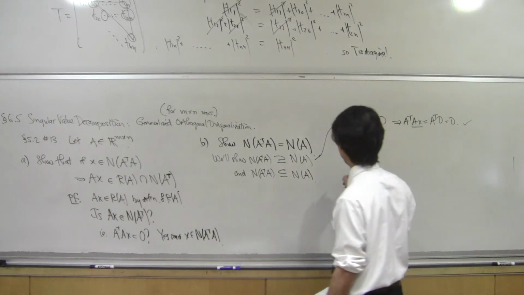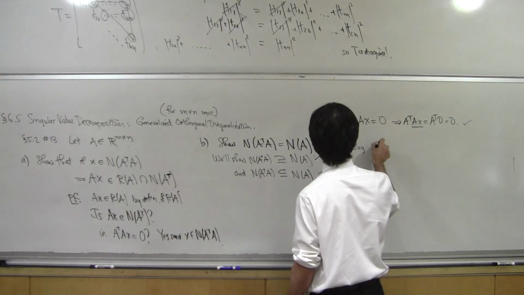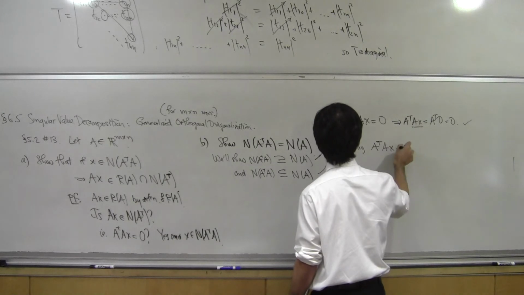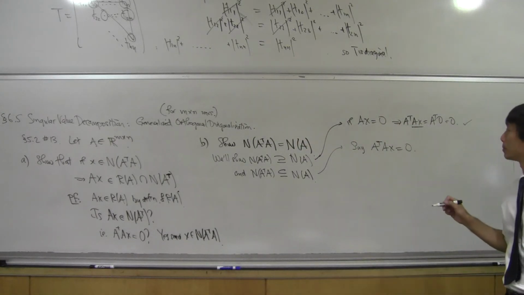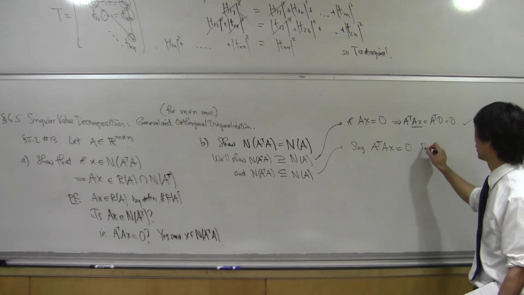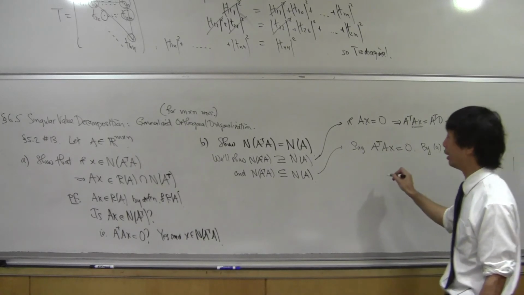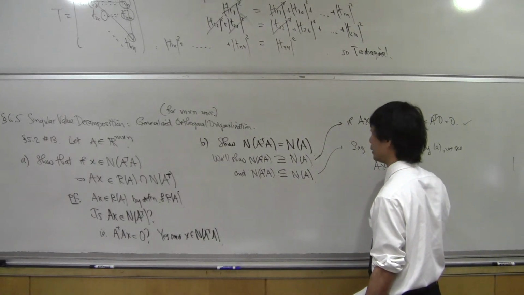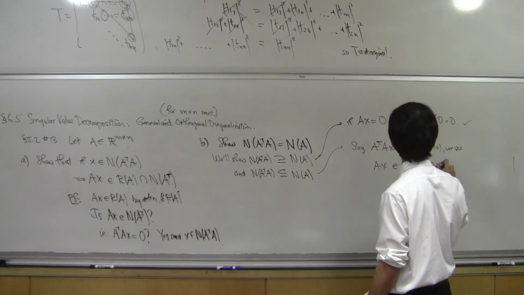Now let's do the second one. Say ATAx equals 0. Okay. By part A, we see that Ax is in the intersection of the range of A and the null space of AT.